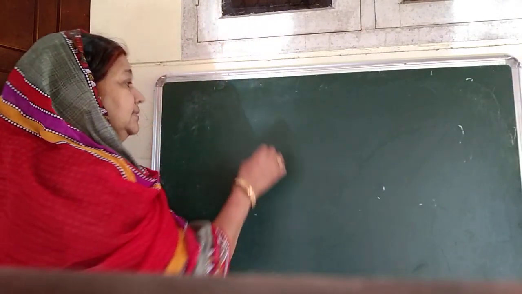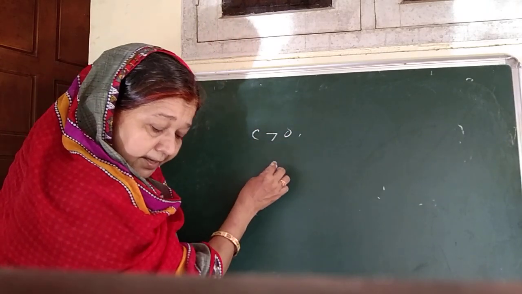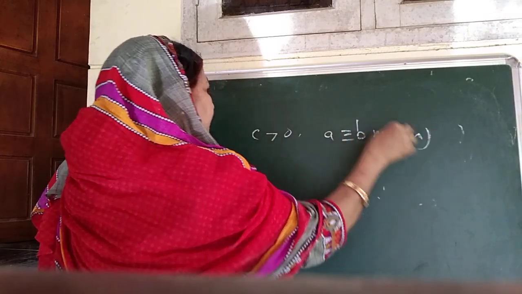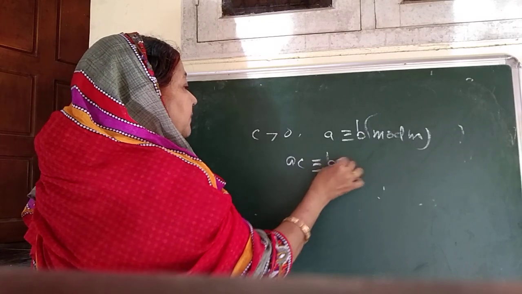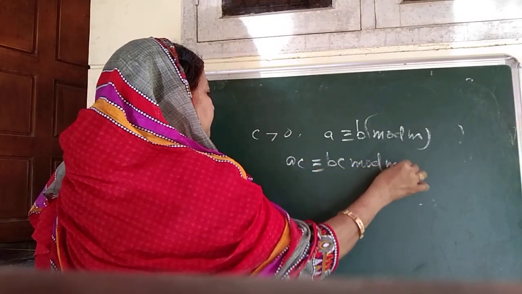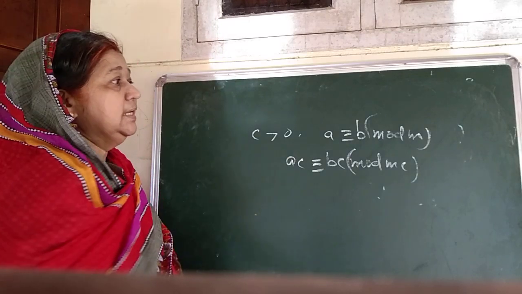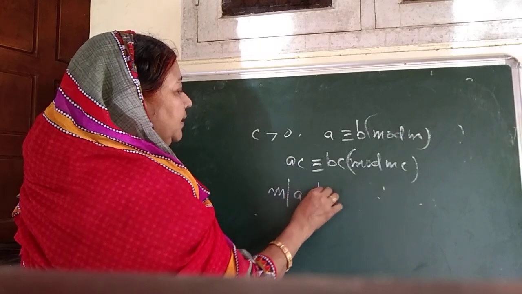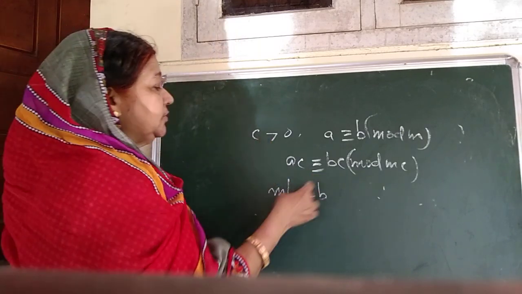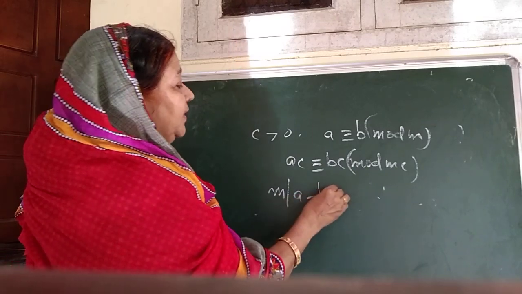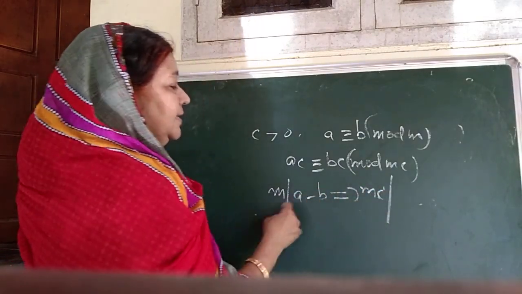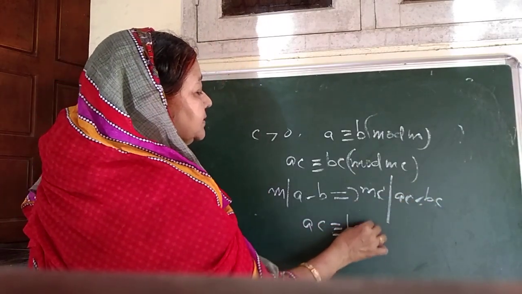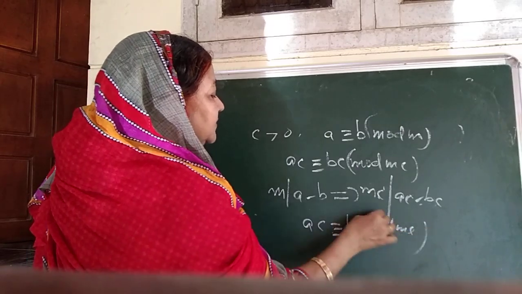If c is greater than 0 and a is congruent to b mod m, then ac is congruent to bc mod mc. It's very simple. Since a is congruent to b mod m, m divides a minus b, and c is positive. Due to multiplication and divisibility, we have mc divides ac minus bc, or ac is congruent to bc mod mc if c is greater than 0.